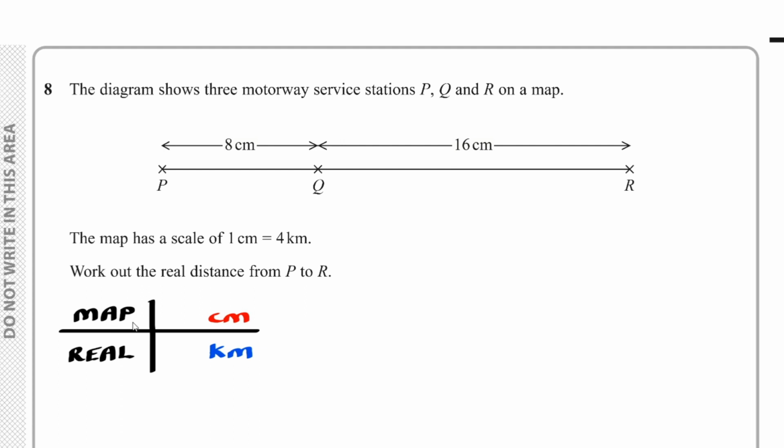So we've got this map which has units centimeters, and in real life we've got units kilometers. So from P to R, that distance is 8 centimeters plus 16 centimeters, which is 24 centimeters. And if 1 centimeter equals 4 kilometers, that means I have to multiply this 24 by 4 to convert and find out the real distance. 24 multiplied by 4 is 96, so the real distance is 96 kilometers.